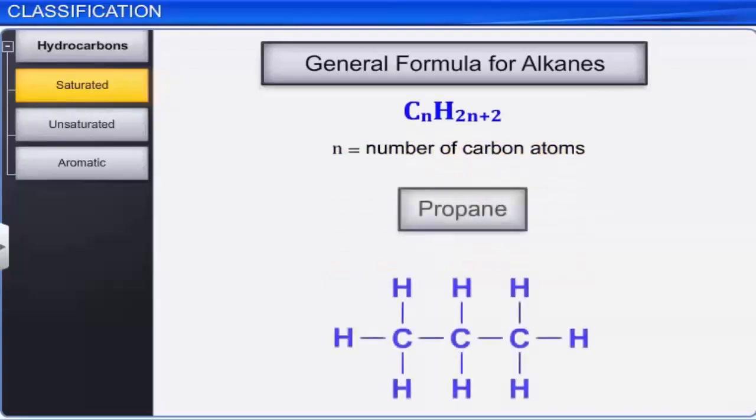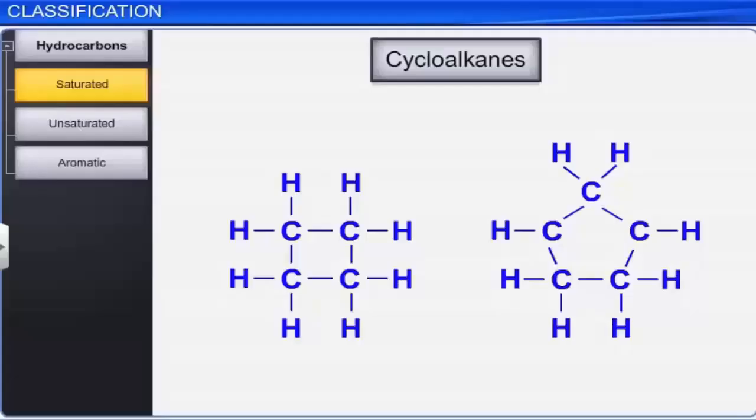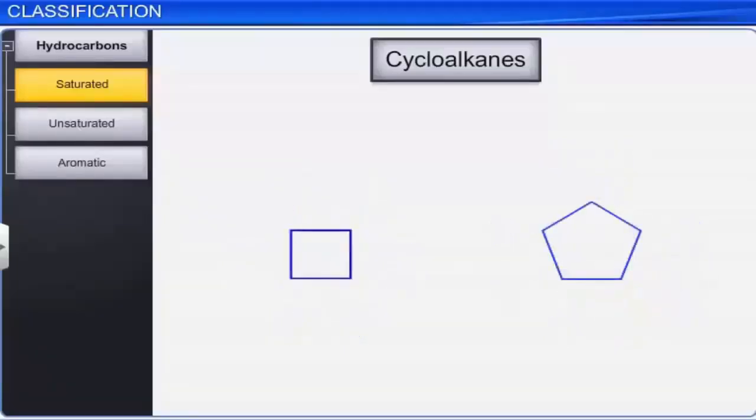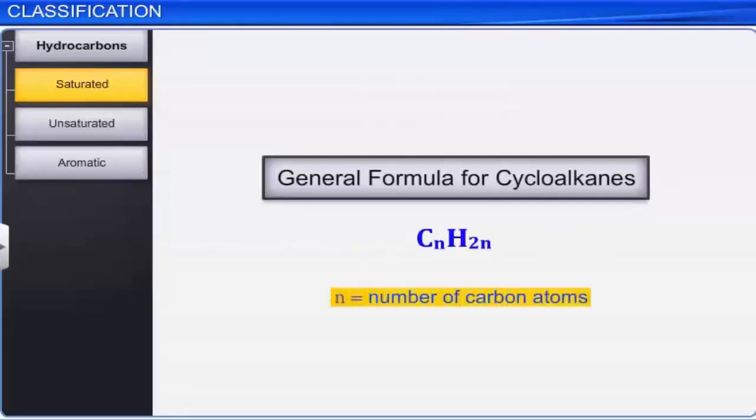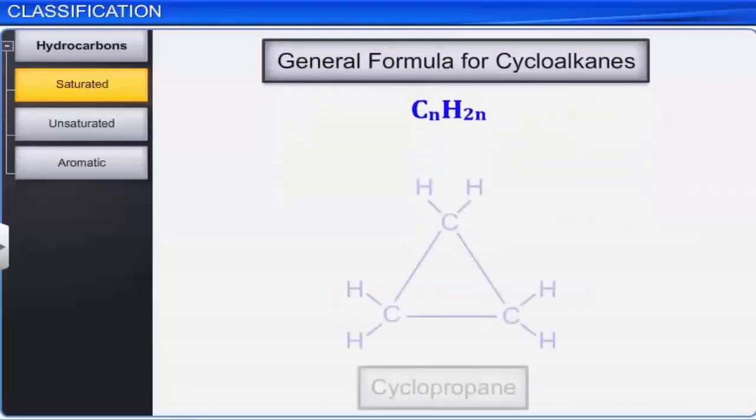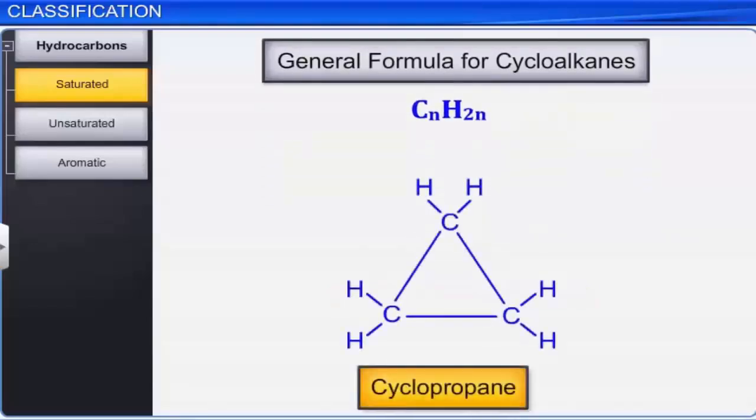For example, propane. Saturated hydrocarbons in which the carbon atoms join together to form a closed chain are called cycloalkanes. The general formula for cycloalkanes is CnH2n, where n is equal to the number of carbon atoms present. For example, cyclopropane.